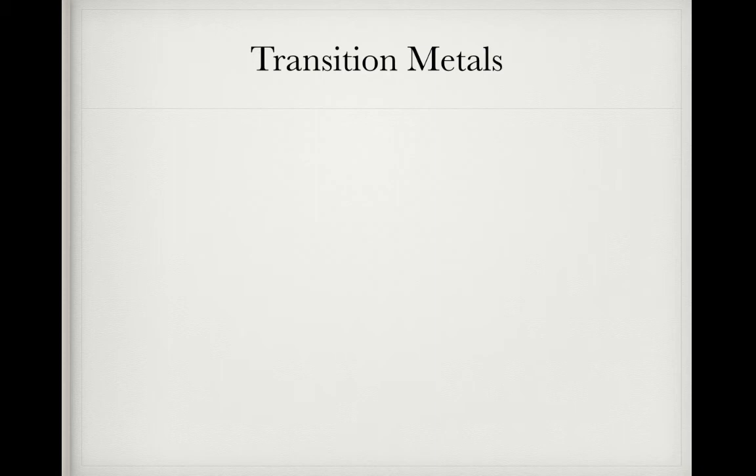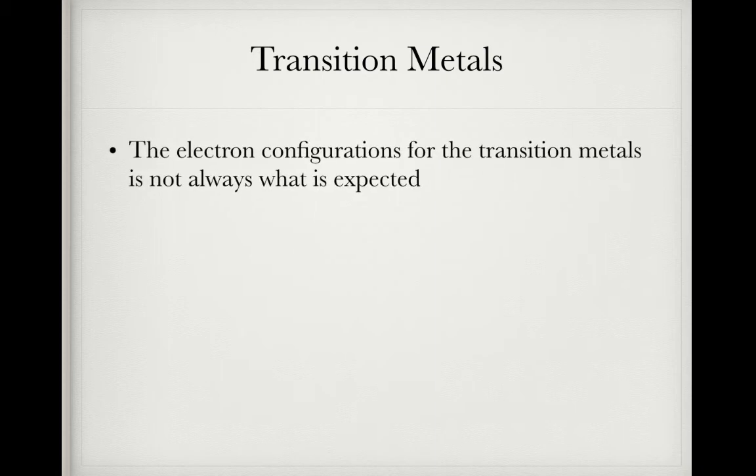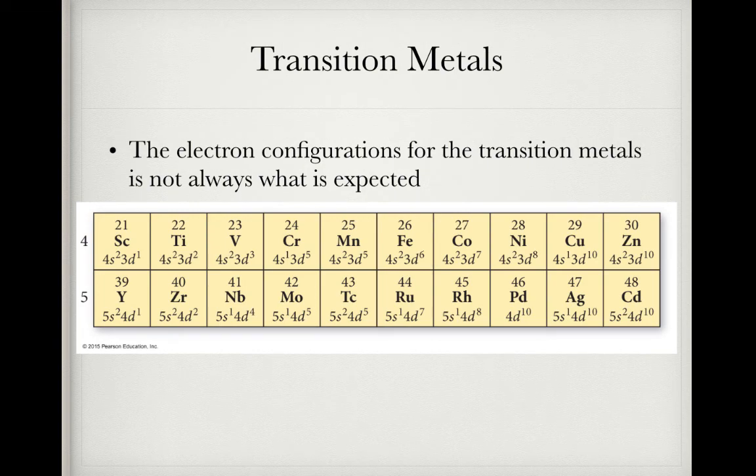Let's talk briefly about our transition metals. With transition metals, electron configurations are not always what you'd expect. We look here, we go across the periodic table, and I've got 4s2 3d1, then 4s2 3d2, 4s2 3d3, 4s1 3d5. So things all of a sudden changed right here with chromium. But notice what's happened. We've taken one of our s electrons and moved it up into the d.